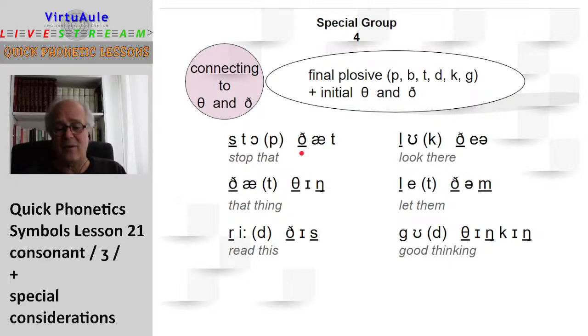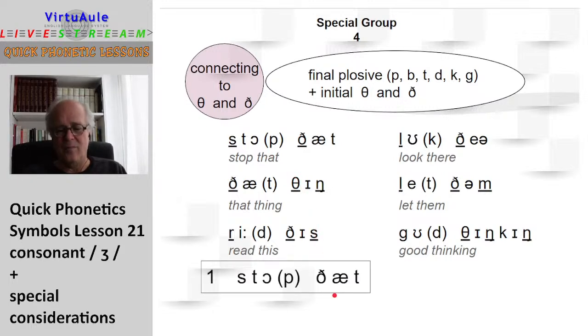Okay, now I will say these again in a fast, fluent way, like a normal speaker, natural speed. Okay, listen. Stop that. Look there. That thing. Let them. Read this. Good thinking. Okay, it's very hard to catch when people are speaking very fast. But when you do it slowly, stop that, you can perfect this sound. Okay, now I want you to try it. Go ahead.